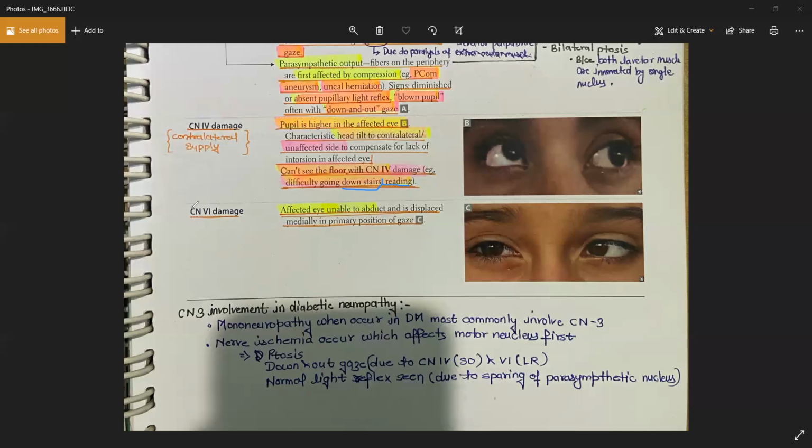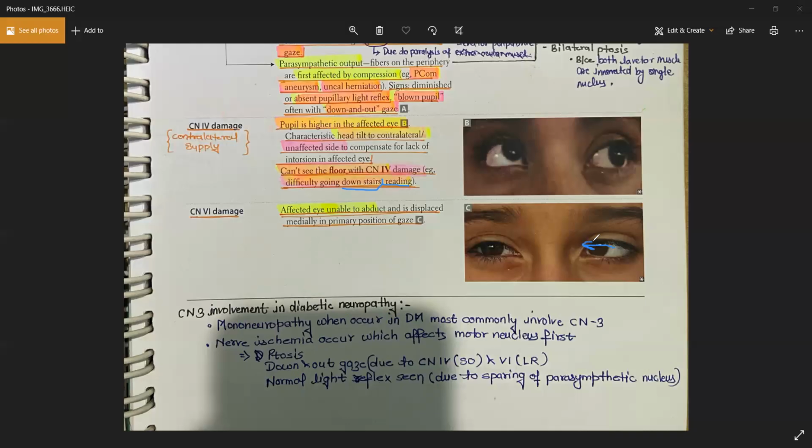For the fourth and the sixth nerve, they only have their motor function, right? There's no other function. They are purely motor nerves. Okay, so you have the sixth nerve supplying the lateral rectus. Whenever you have a damage of this nerve, you can have a medial deviation of the eye, right?